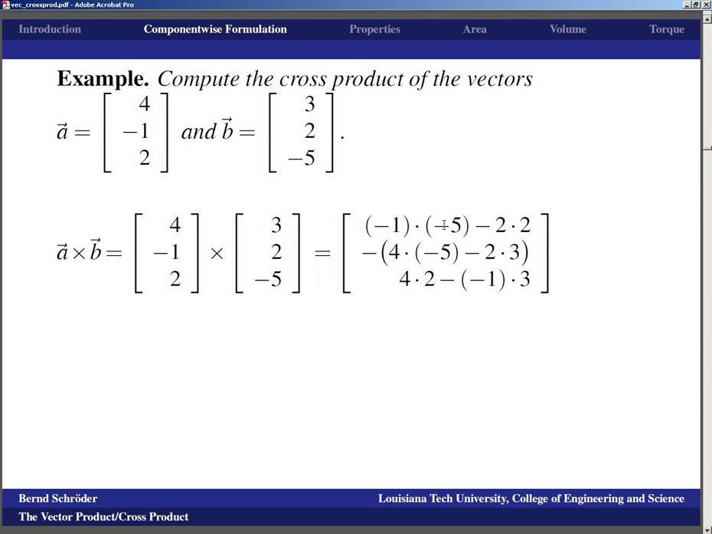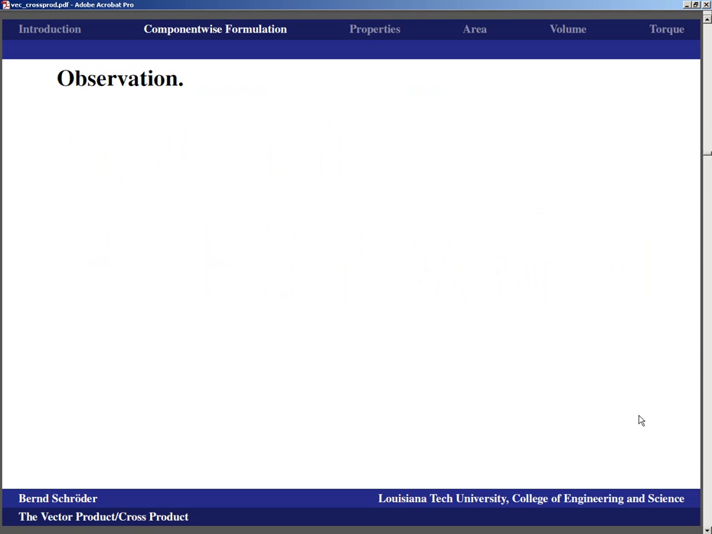And if we work that out, we get what? 5 minus 4 is 1. Then we get -20 minus 6 is -26, with the extra negative sign gives us plus 26. And we get 8 minus -3, which is 11. And that's already the cross product. So the computation isn't that bad after all.